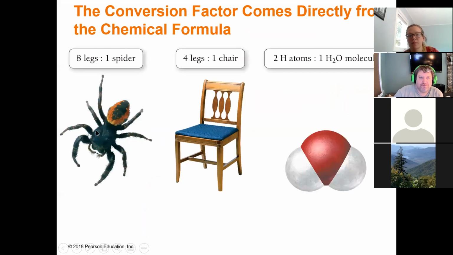Let's look at some other examples. 1 spider has 8 legs. 1 chair has 4 legs. Okay, what does that have to do with chemistry? Not a whole bunch, but this is important. 1 water molecule contains 2 hydrogen atoms. So 1 molecule can contain multiples of another thing.